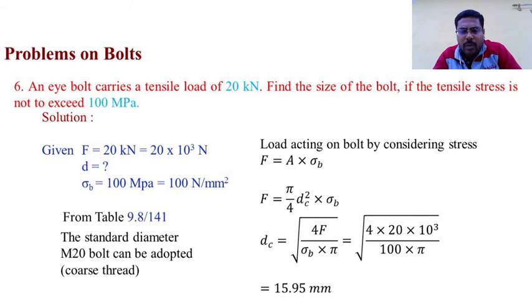So what is to be found here? The load acting on the bolt, by considering stress: F is equal to area into sigma B. Force F is equal to pi by 4 dc square into sigma B. Therefore dc is equal to the square root of 4F divided by sigma B into pi. So what is the value of F? F is equal to 20 into 10 raised to power 3 newton. Pi into sigma B is equal to 100 into 5. So therefore dc is equal to 50.95 mm.